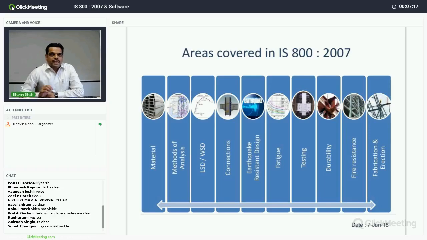Now, this slide shows the total areas or sections which are covered in IS 800 2007. There are sections for different materials. There are sections for different methods of analysis. There are sections for the limit state design method, as well as an option for the working stress design method. There are sections for the connection designs. There is also a separate chapter for earthquake resistant design. There are sections for fatigue, and for testing, durability, fire resistance, as well as erection. So this is the broad spectrum covered in IS 800 2007.